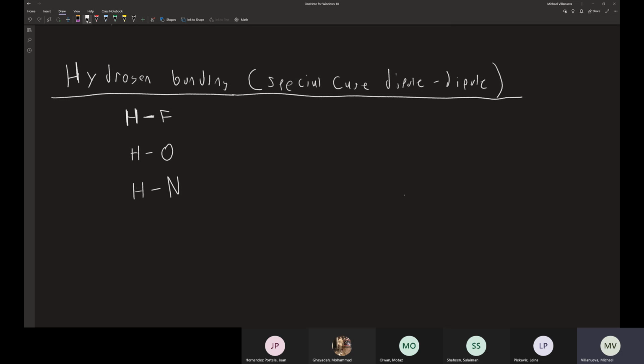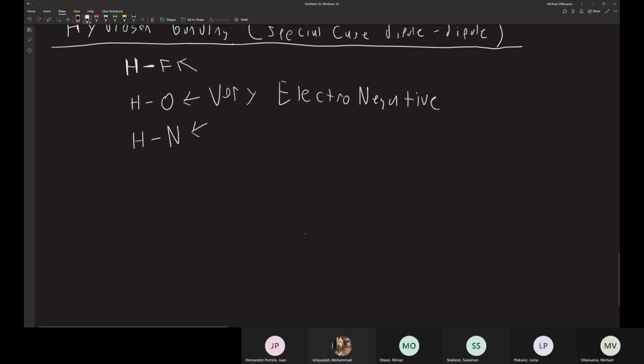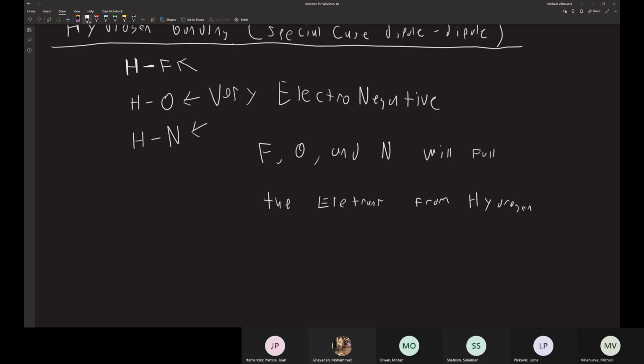And what's the reason for this? Well, the reason is because fluorine, oxygen, and nitrogen are all very electronegative. And what's going to happen is fluorine, oxygen, and nitrogen will pull the electrons from hydrogen harder than any other combination.